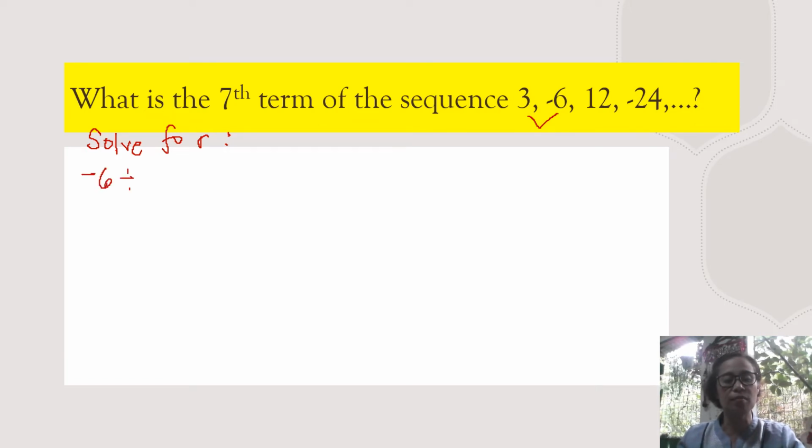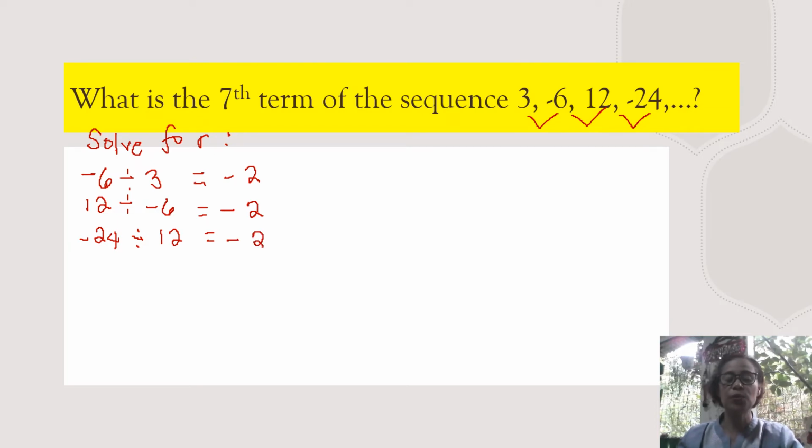Negative 6 divided by 3. Then 12 divided by negative 6, then negative 24 divided by 12, so that we are going to get a common ratio. Because if not, then this is not a geometric sequence. So this is a value of negative 2, negative 2, negative 2. Since all the ratios are negative 2, we have a confirmed geometric sequence. So the value of r is negative 2.